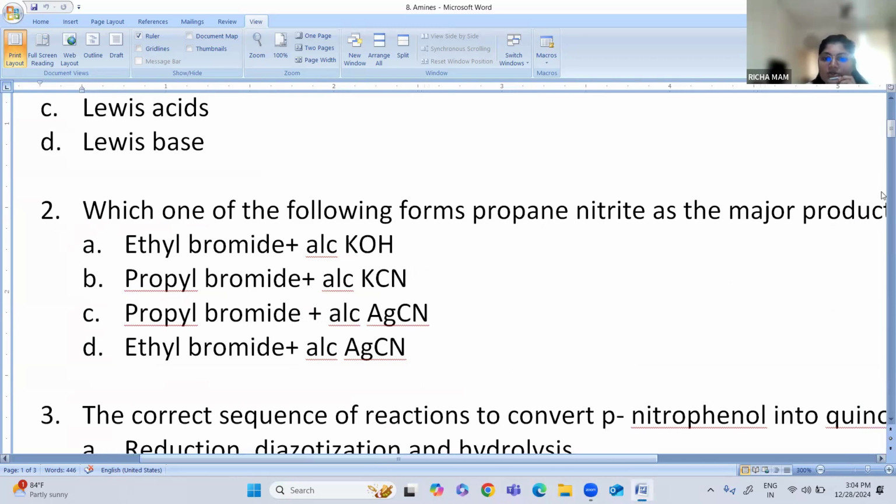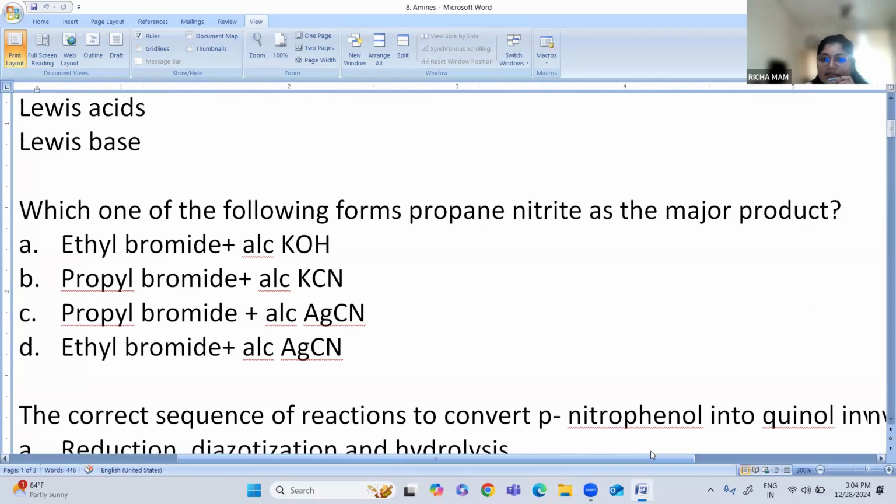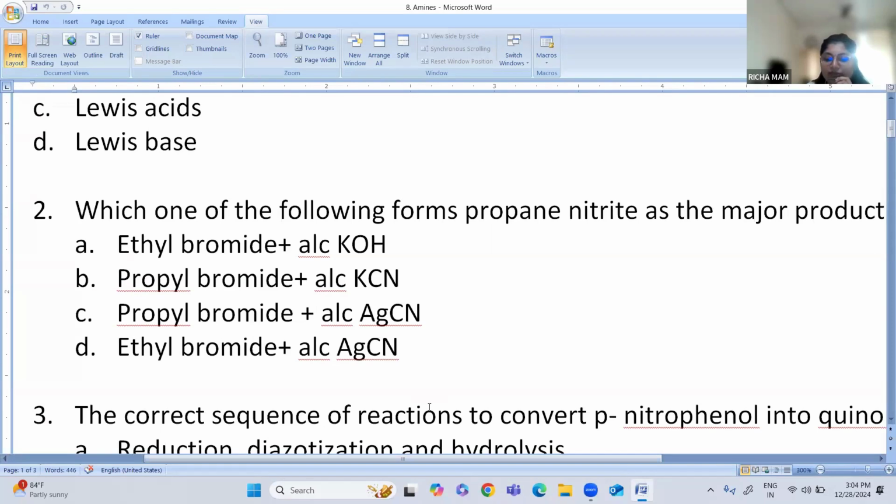Which of the following forms propane nitrile as the major product? There are different preparations. First, let us write the structure of propane nitrile. Propane means three carbons, and nitrile means the CN group. So this is your propane nitrile.